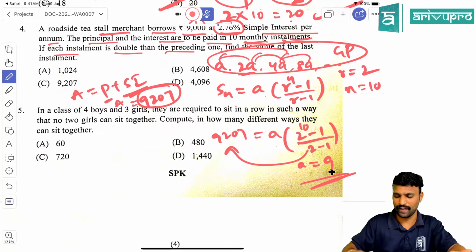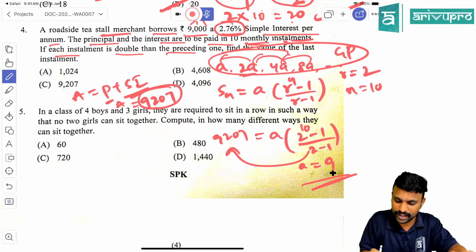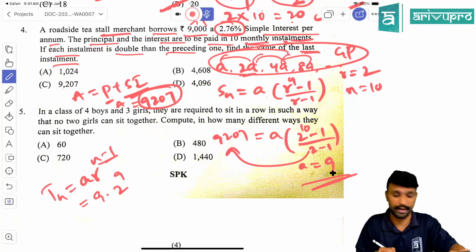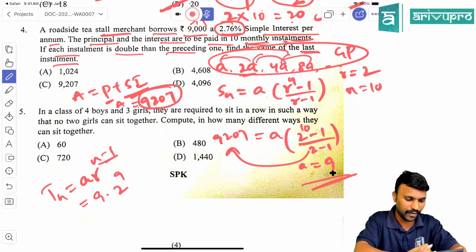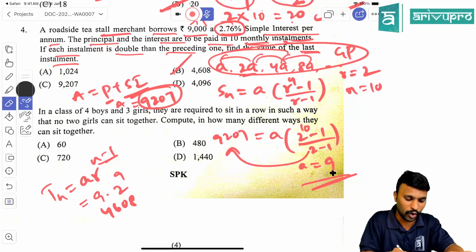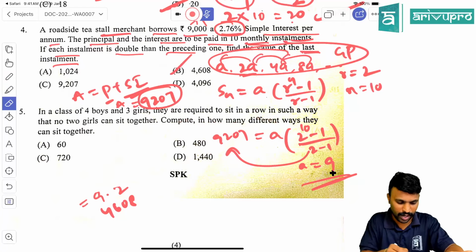So once you get the value of A, you can find out what we are asked to find. Last installment, that means last term. What is the last term? A into R power n minus 1. A is 9, R is 2, n minus 1 becomes 9 because n is equal to 10. So therefore, 2 power 9 is 512 into 9, which is 4608. So option B is the right answer. Hope it is clear, right? So let's move on to the next question.